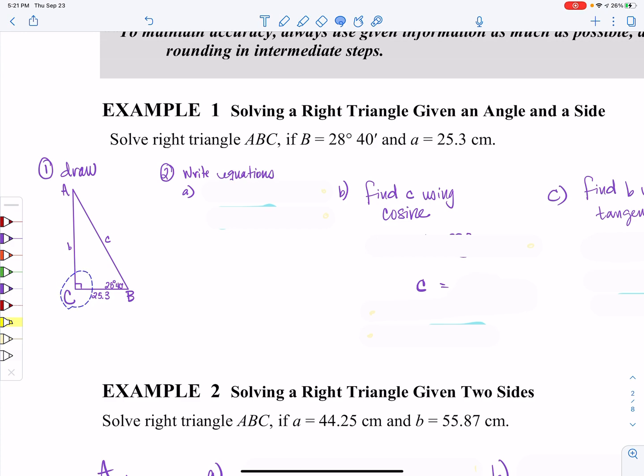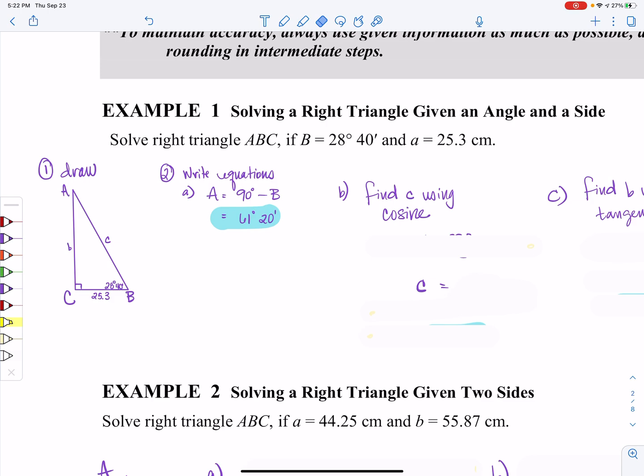All right, so the second thing in the how-to is to write our equation. The easiest thing to find on this is going to be angle A. You remember that angle A and angle B have to be complementary angles because I'm already using up 90 degrees out of a total of 180 degrees. So in order to find angle A, all I'm going to do is take angle B and subtract it from 90, and that's going to give me 61 degrees 20 minutes.